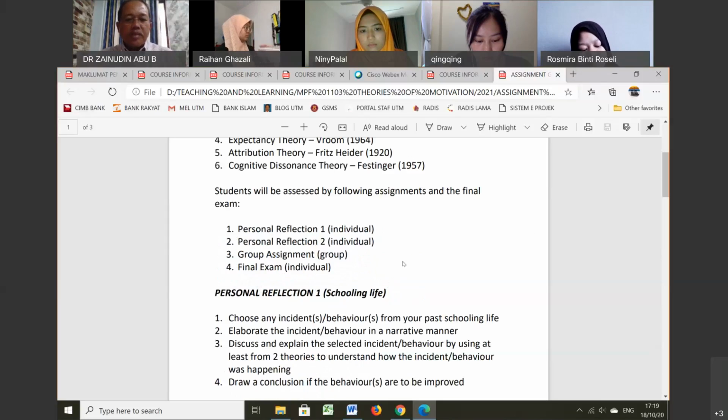Now, in terms of assessment, you have 4 types of assessment. The first one is personal reflection. The second one is personal reflection 2. And then number 3 is group assignments, right? And then number 4 is the final exam.